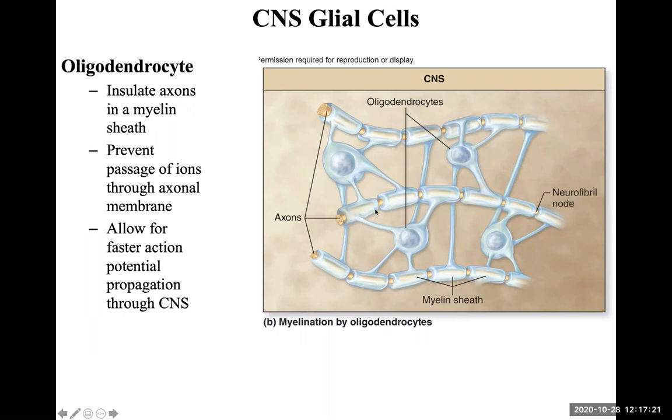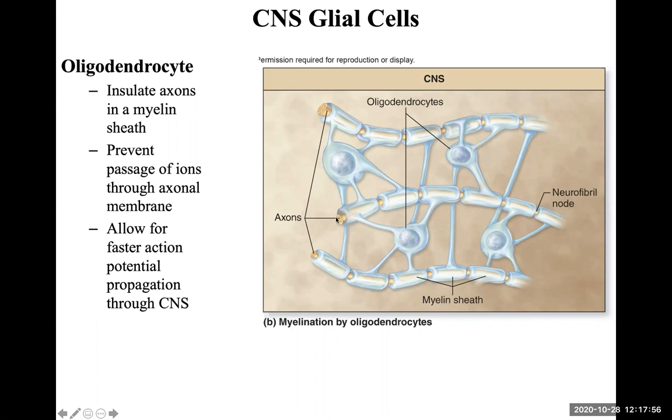The sodium gates are opening, sodium's rushing in, and the value goes from -70 up to -55, which is the threshold value for a neuron. Then that opens up the potassium gates. This is the depolarization-repolarization event, which is what the action potential is. All of that has to occur physically by opening and closing voltage-gated sodium and potassium channels. So that occurs when you have myelination.